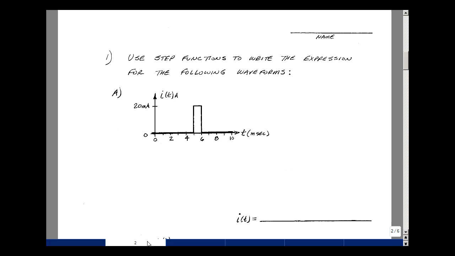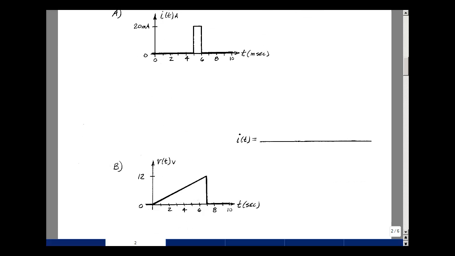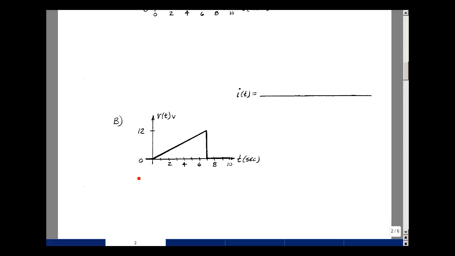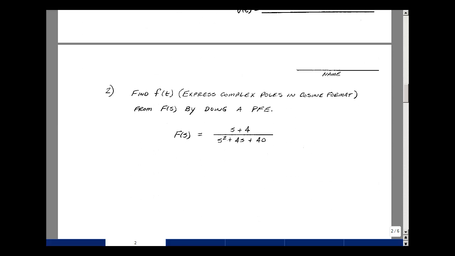In problem number 1, I'd like you to use step functions to write an expression for the following waveforms. Here's a pulse that goes from 0 to 20 milliamps and then back to 0 between 5 and 6 milliseconds. The second waveform is a ramp that goes from 0 to 12 volts in 7 seconds and then back to 0.